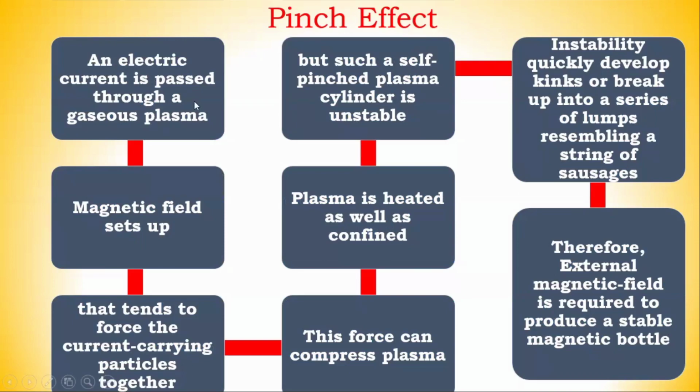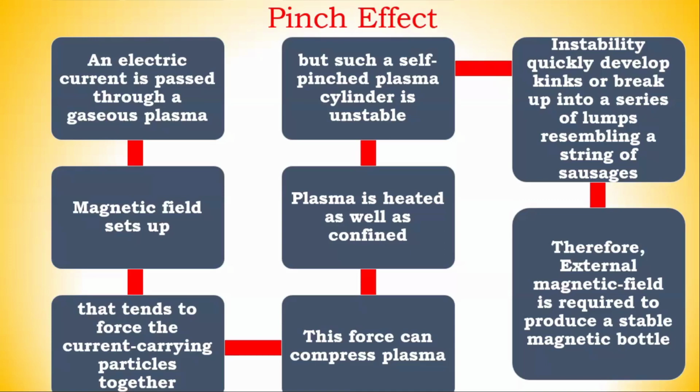An electric current is not passed but produced within the gaseous plasma, due to which a magnetic field is set up. Because of the magnetic field, sometimes the current carrying particles will come together, right? They will be compressed, and due to this compression the heating of the plasma increases, and there will be pinching of the plasma cylinder. Due to the compression of the particles, the cylinder gets compressed, and because of which sometimes kinks or breaks will be observed in the plasma cylinder.